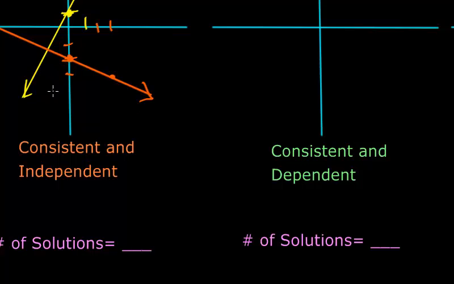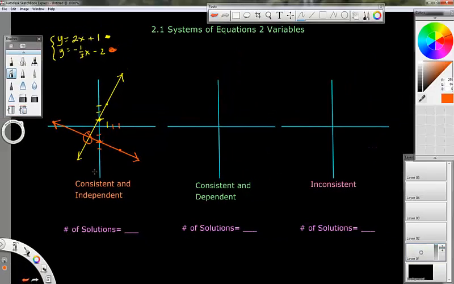And this is the most common type. This is called consistent and independent. In other words, it hits at one point. These are intersecting lines. They intersect. If you put two lines on a graph, three things can happen. This is the most popular. 99% of them will be like this.